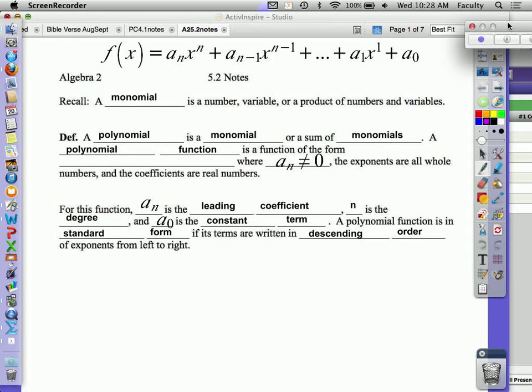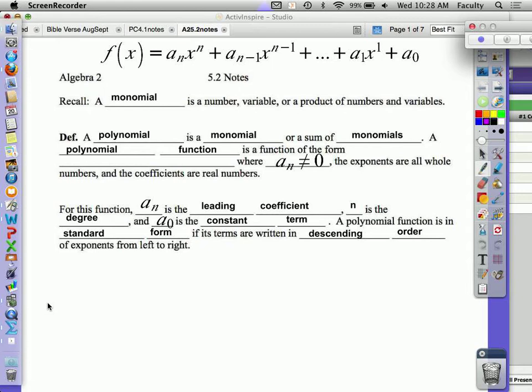A monomial is a number, variable, or product of numbers and variables. A polynomial is a monomial or sum of monomials. You guys remember from Algebra 1 that if you had two terms, you call that a binomial, and if you have three terms, it's a trinomial. When you have more than three terms, it's called a polynomial.